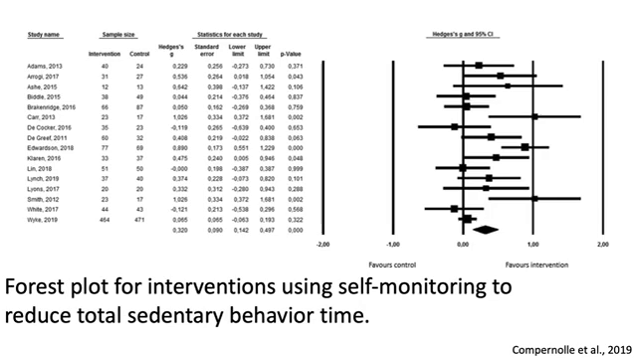In this forest plot, we're looking at interventions using self-monitoring to reduce total sedentary behavior time. At the very bottom, that larger diamond shows that the average effect size across all these studies, the Hedges g, is significant and above 0, closer to that 1 mark, which indicates that interventions using self-monitoring as a behavior change technique have the potential to reduce total sedentary time in adults.